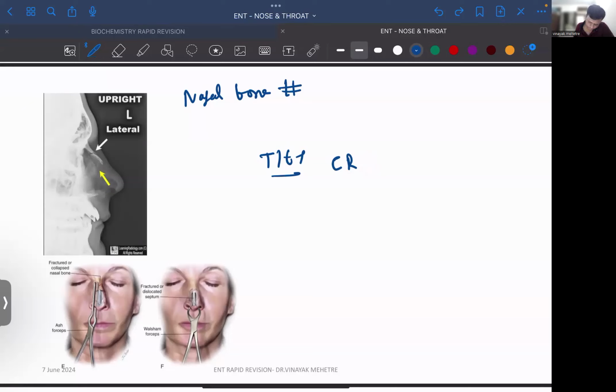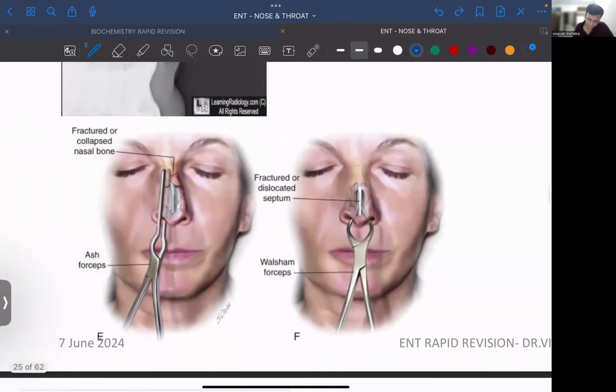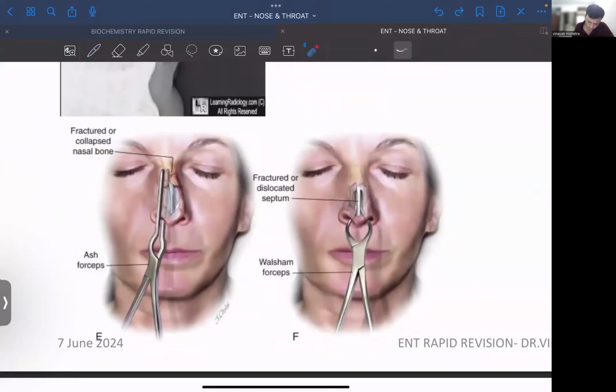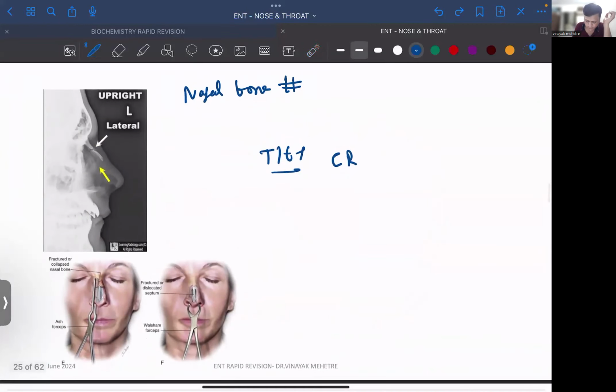Take a look over here. This forceps also can be asked. Asch forceps will have long metal. Walsham forceps is more curved. Walsham forceps is curved and the other one is straight. How does Asch forceps look? It will be straight. How is Walsham forceps? It is more curved. This is longer, this is curved. Close reduction is done by Asch forceps and Walsham forceps. Okay.